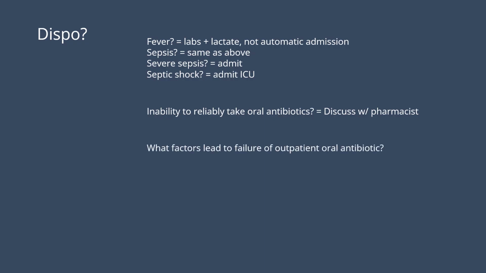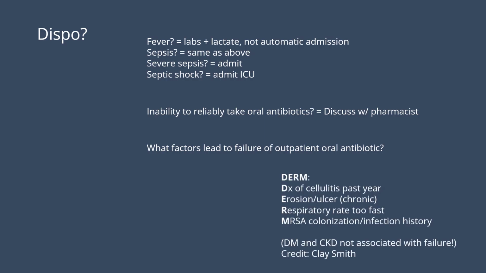And then finally, what factors lead to failure of outpatient antibiotics? Well, most people think it's diabetes and CKD, which is not actually true. If you look at the studies, they came up with a DERM rule that I'm going to credit to Clay Smith, which is D stands for Diagnosis of Cellulitis in the Past Year, E is erosions or ulcers that are chronic, R is respiratory rate too fast or tachypnea, and M is a history of MRSA colonization or infection. These will have a much higher risk of leading to outpatient oral antibiotic failure. So now you've decided on a disposition, and let's first start with discharge.